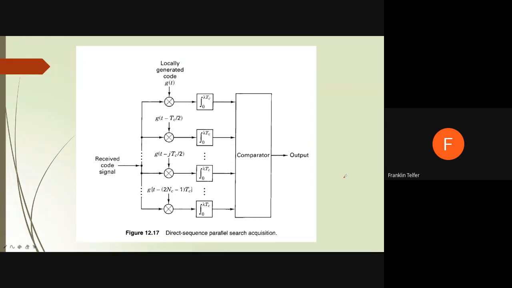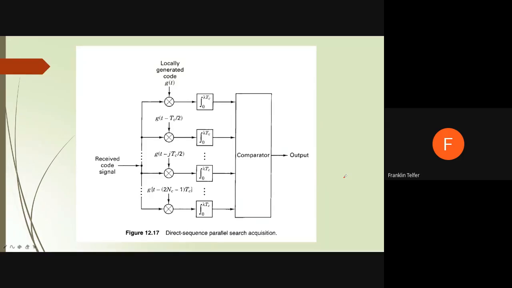So here, in this structure which you're seeing, it's a parallel search acquisition where you have a received signal and a locally generated code. There is some oscillator and g(t), and g(t) minus delays, so it generates a sequence with respect to different locally generated oscillators, and then it is integrated from 0 to lambda Tc and sent to a comparator. So this structure uses the parallel search acquisition.